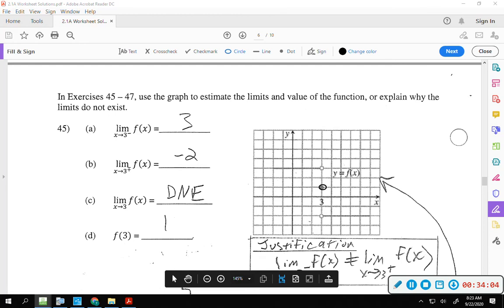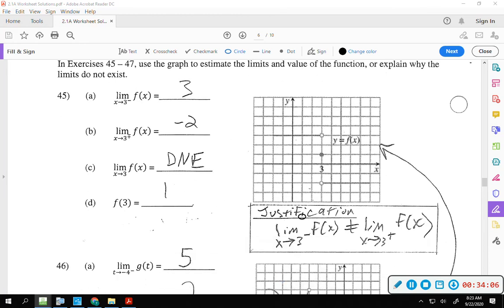So the limit does not exist. Our justification is always the same. The limit as x approaches 3 from the left of this function does not equal the limit as x approaches 3 from the right of this function.